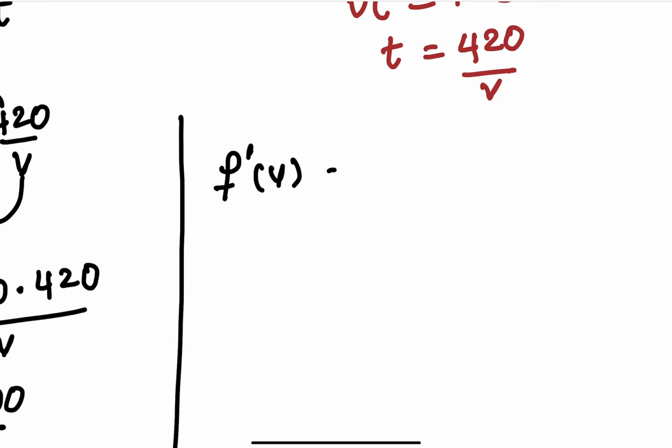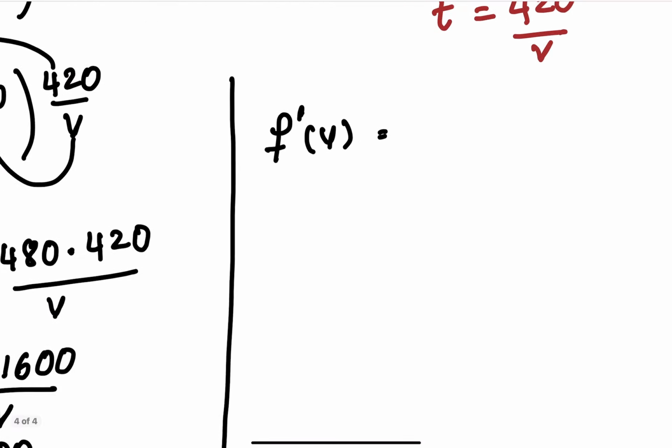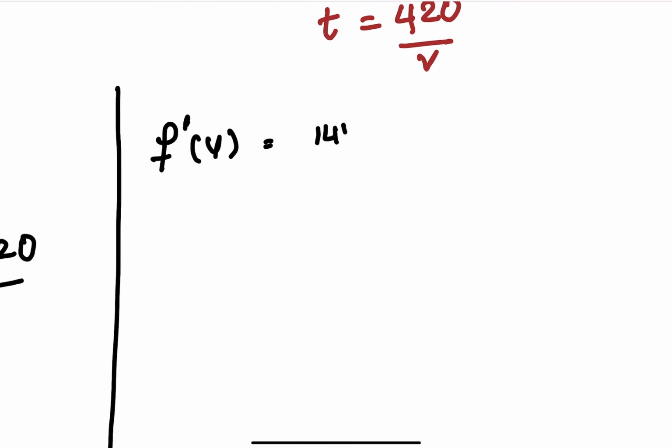And that, I'm going to rewrite the function. Again, this is not the derivative. I'm going to do it in the next step. I don't want you all to get confused. This is 14v plus 201,600v. The derivative of 14v is 14.